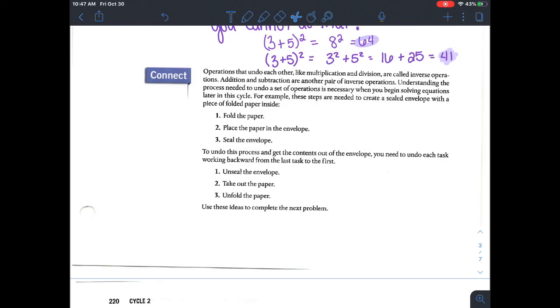So just keeping it simple, not math related: sealing an envelope, mailing a piece of mail. First step, you're going to fold the piece of paper. You're going to put the paper in the envelope, and then you're going to seal the envelope, and then you're going to mail it. And then when it gets to that person, how do they get the mail out? They do the inverse. They work backwards from the last task to the first. So we sealed the envelope last, so they need to unseal the envelope. Then take out the paper and then unfold the paper. Okay, so we're doing the inverse. We start from the last task and we go to the first task, doing the opposite.